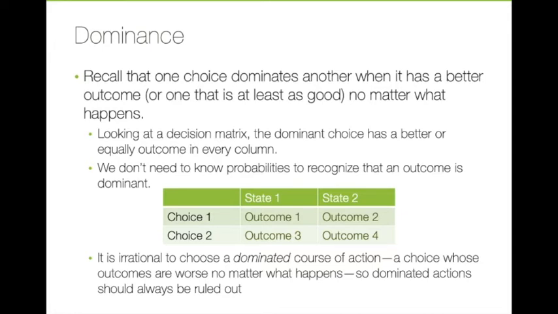Dominance also allows us to recognize that when there are multiple actions, even when there's no best one, we can sometimes rule out what are called dominated choices. Those are the ones whose outcomes are worse than any others, no matter what happens. So dominated actions are irrational. They should always be ruled out. They should never be the one that you choose.